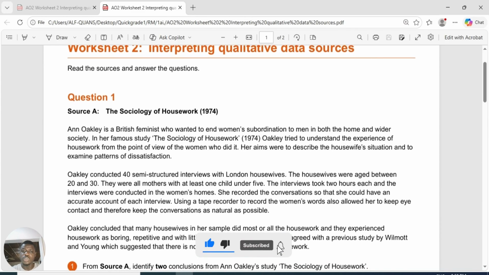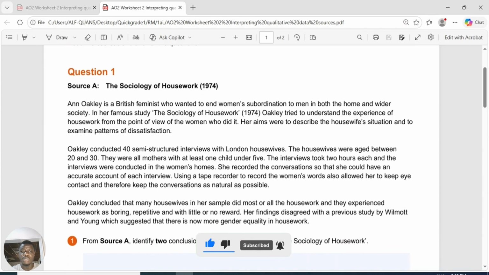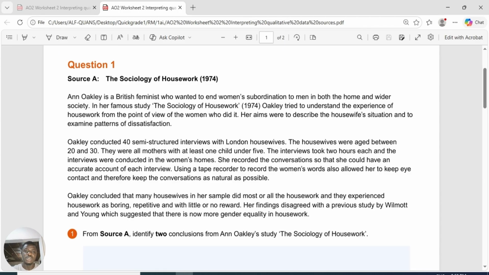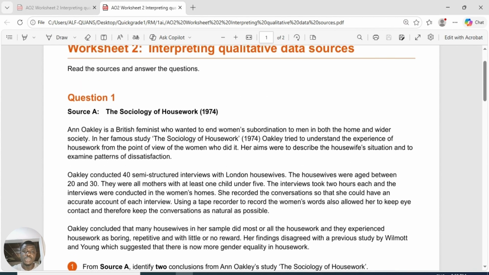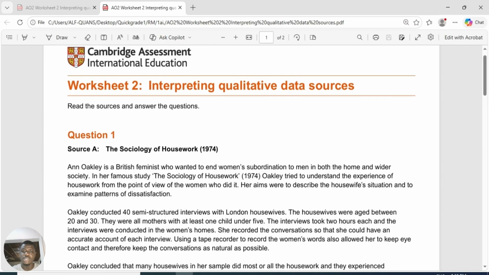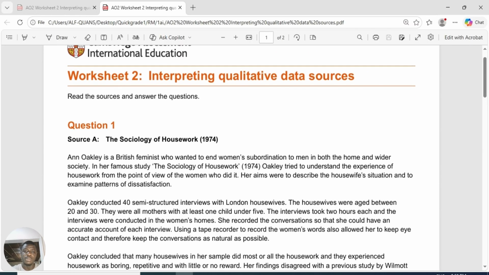One thing that you should know is that in research method, the students will always be given a source to work with. The source could be either qualitative or quantitative. But for the purpose of our lesson today, our focus will be on qualitative data sources. Part 2 of this lesson will focus on interpreting quantitative data sources.